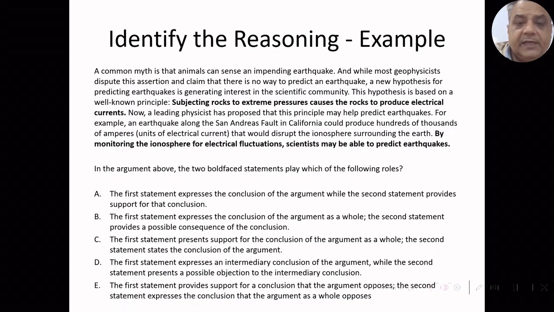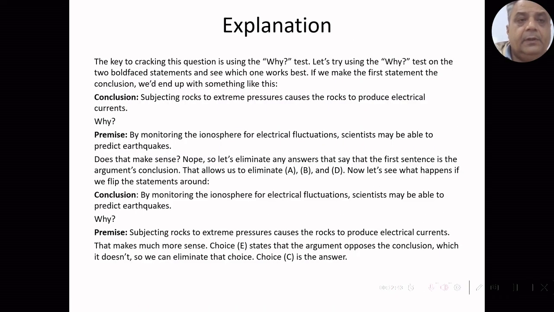So now let's read the explanation to this. The explanation says the key to cracking this question is using the Y test. Let's try using the Y test. This is an alternative method of solving this critical reasoning question. Let's try using the Y test on the two bold-faced statements and see which one works best. If we make the first statement the conclusion, we would end up with something like this. Conclusion: subjecting rocks to extreme pressures causes the rocks to produce electrical currents. Why? Premise: by monitoring the ionosphere for electrical fluctuations, scientists may be able to predict earthquakes.